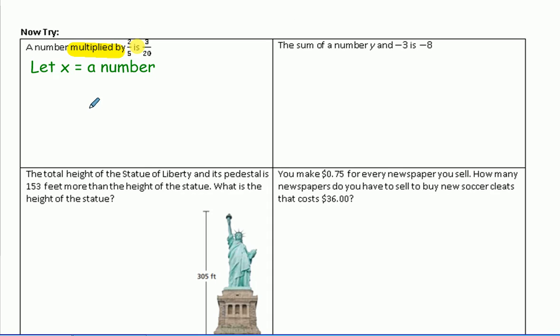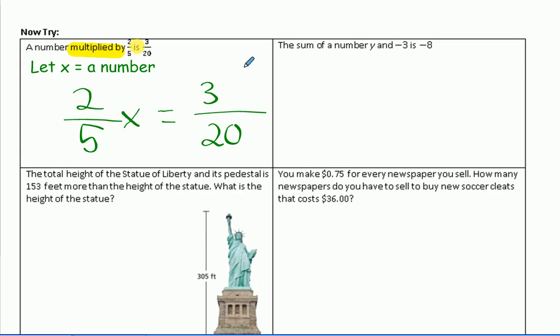Multiplied by 2/5. Okay, well I don't want to put x and then 2/5. I'm going to put 2/5 times x, which means the x just goes right next to it. Means equals 3 over 20. Here we go. If you translated this, that's great.